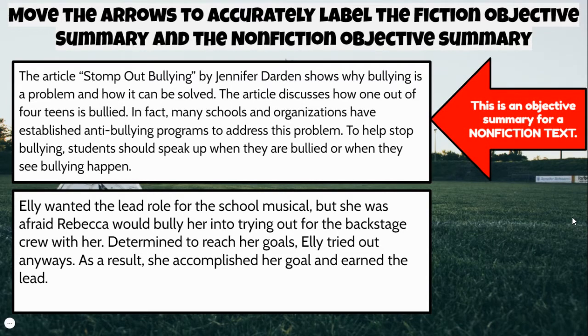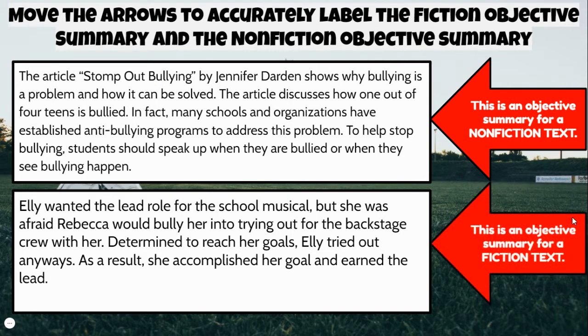The top example is the objective summary based off of a nonfiction text. We can clearly identify the parts of a nonfiction text objective summary, which include the who, what, where, when, and why. Sometimes the who is the what, which includes the topic. But in this case, we do have a person mentioned. We will get into that more in a bit. The second example is an objective summary based off of a fiction story. Pause the video now if you need to make any corrections.